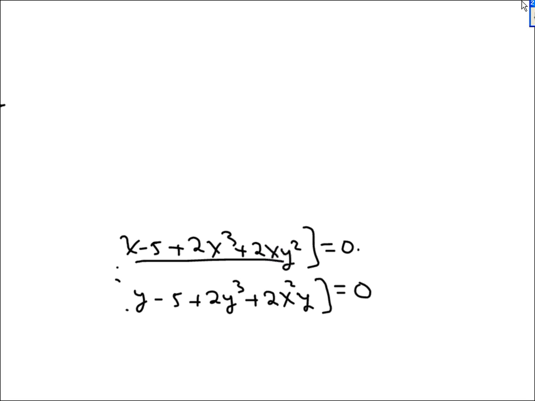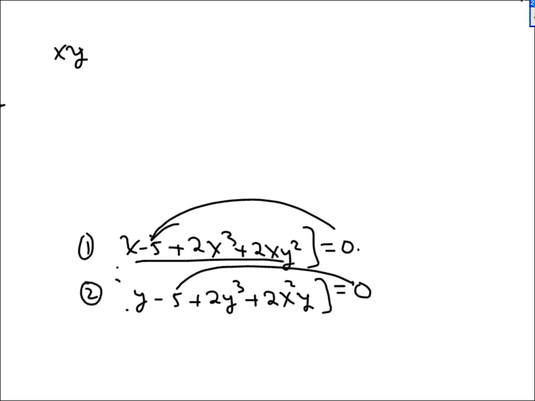Okay. What I'm thinking of is first, think of the negative 5 going to the other side. Or maybe not. Maybe that's premature. Let us multiply the first equation by y, the second equation by x. The reason I don't want to bring the 5 over is once I multiply it by y, it's no longer a constant. I'm multiplying by y.